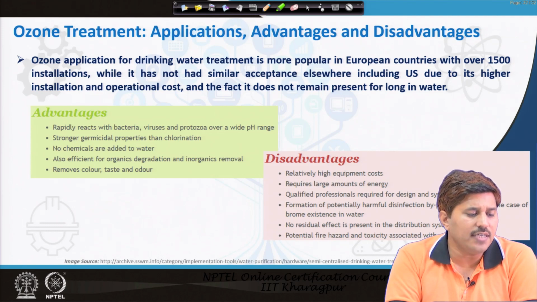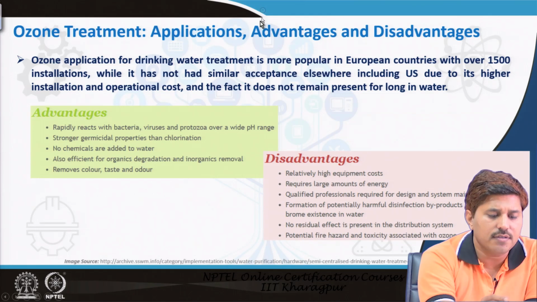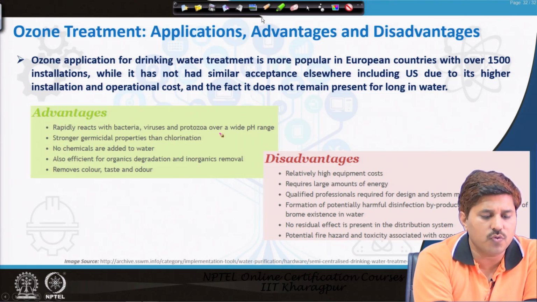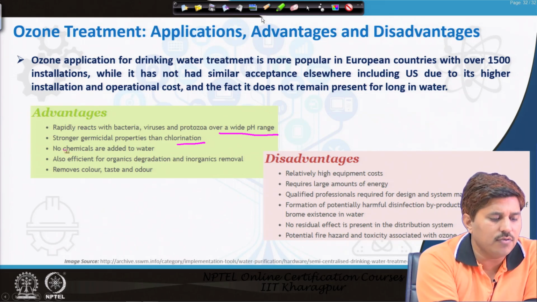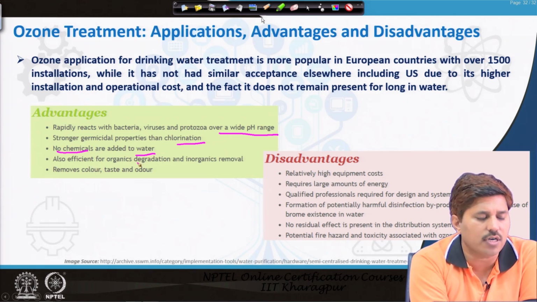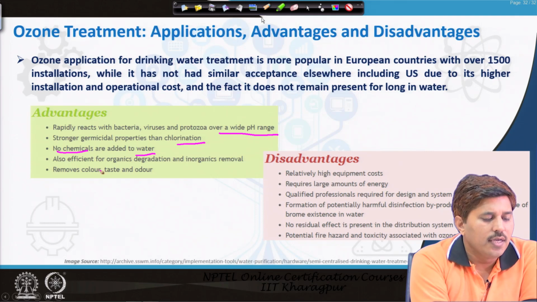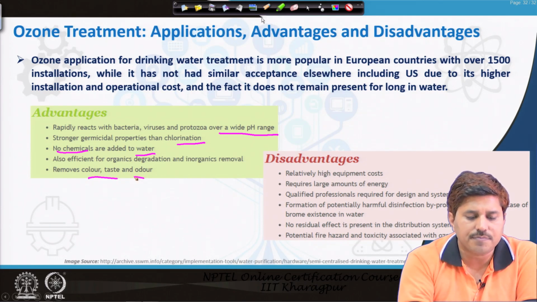So, on the advantage side, ozone rapidly reacts with bacteria, viruses, and protozoa over a wide pH range. It has strong germicidal properties. Compared to chlorination, apart from ozone, no other chemical is being added to the water, and ozone is a gas that can leave the system, is very short lived, and the amount is also low. It is also efficient for organic degradation and inorganic removal. It removes color, taste and odor as well.